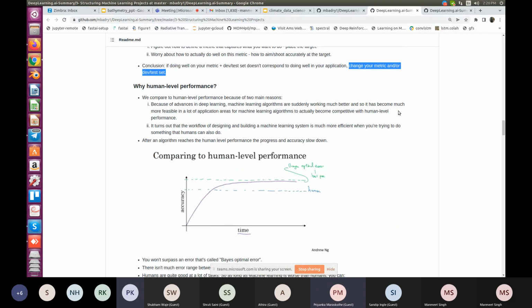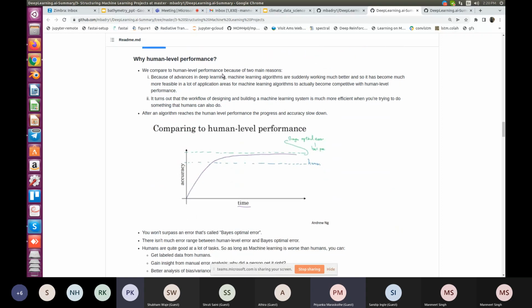Then he talks about human level performance. He says he talks about human level performance for two reasons. The first reason is that because of the advances in deep learning, machine learning algorithms are working much better. And so it has become much more feasible in a lot of application areas for machine learning algorithms to actually become competitive with human level performance.